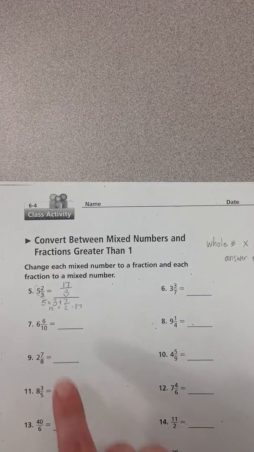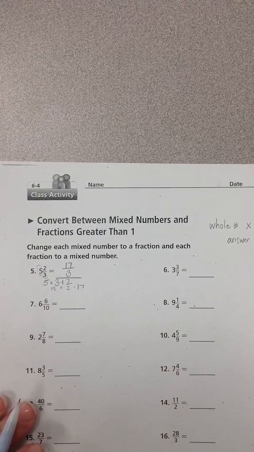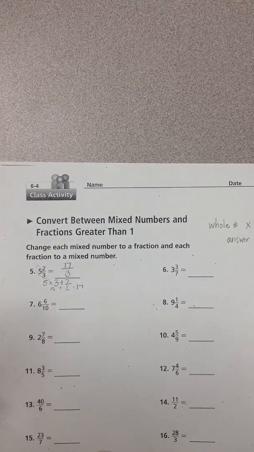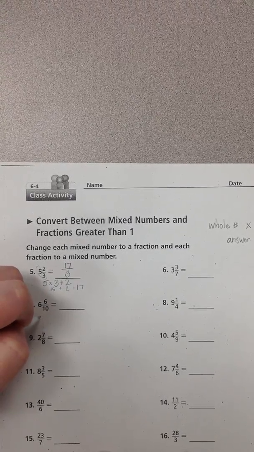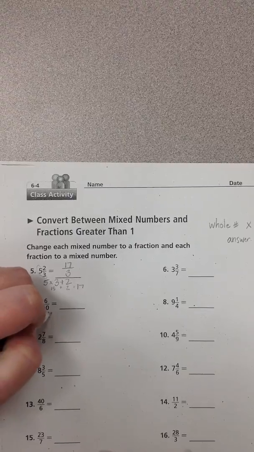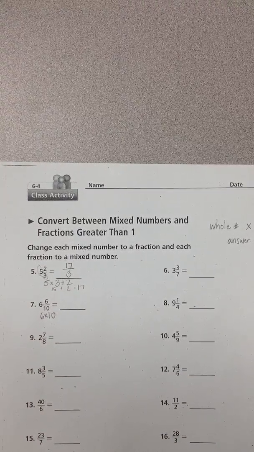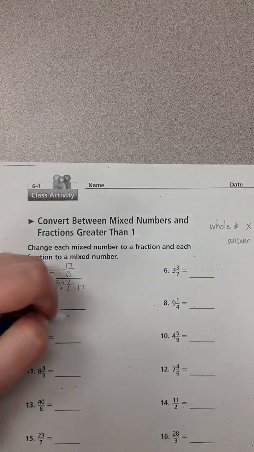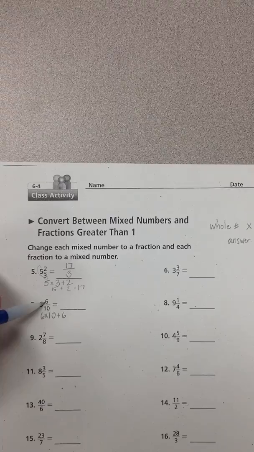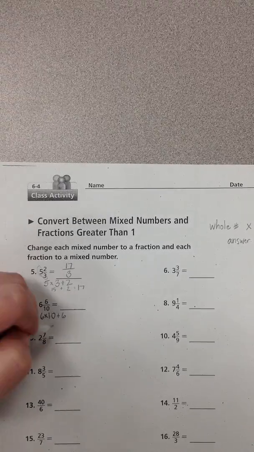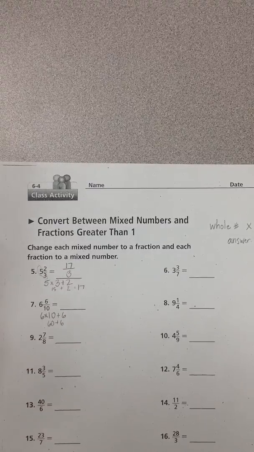Okay, let's look at number 7. Number 7 is 6 6/10. Again, using my equation, I'm going to do 6 times 10 plus 6, because that's my numerator. 6 times 10 I know is 60, plus my 6 I know is going to give me 66.